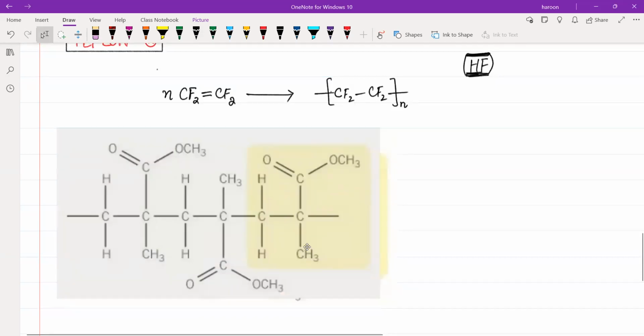Okay, look, you have a situation, all right? Find the monomer here. Is it the area that's in yellow? Yes. Okay. If we break the molecule here, so I will get the monomer.